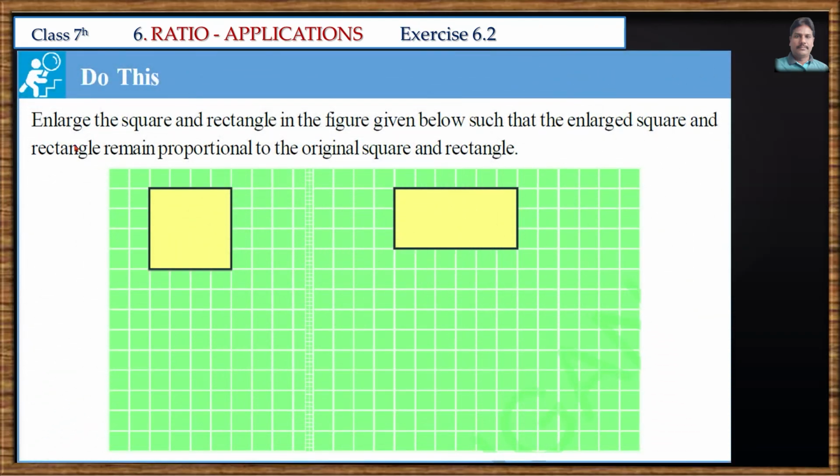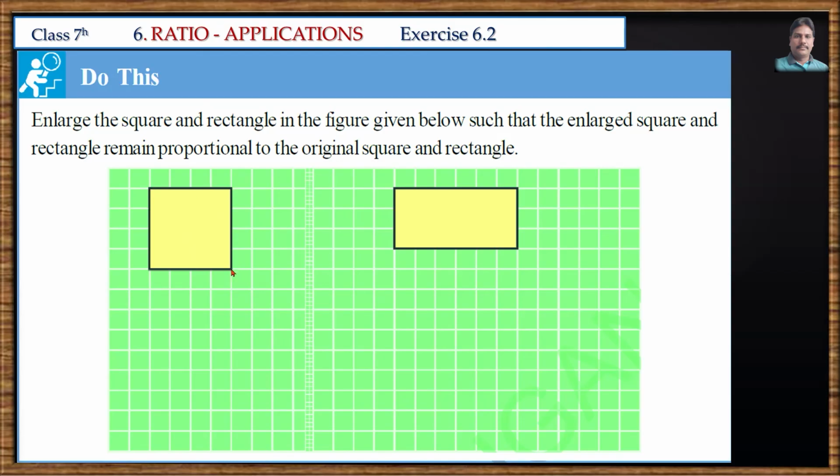Do this. Enlarge the square and rectangle in the figure given below such that the enlarged square and rectangle remain proportional to the original square and rectangle. We have to draw the enlarged image of this square and rectangle. We have to maintain the proportion of the sizes.